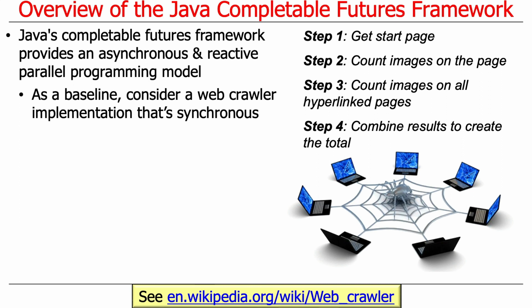So to describe what Completable Futures is and how it works and why it's a win, let's consider we have a web crawler, not unlike what you're doing for your assignments, that's synchronous. In other words, one thread of control. Everything goes by blocking operations. And these are the steps that you would do.